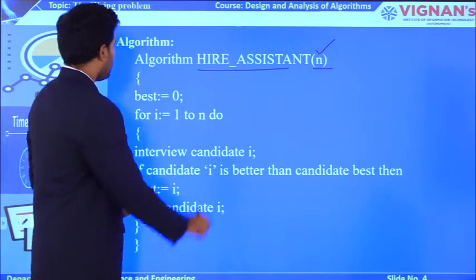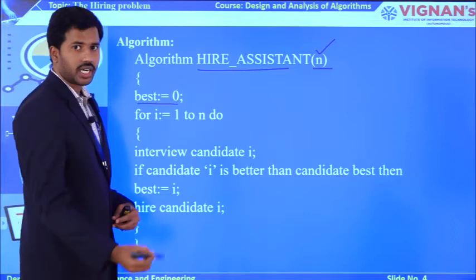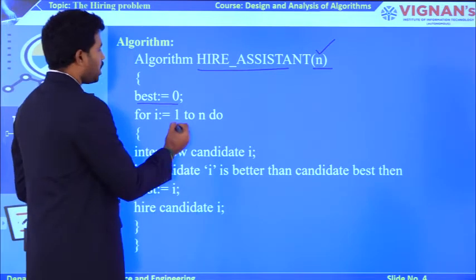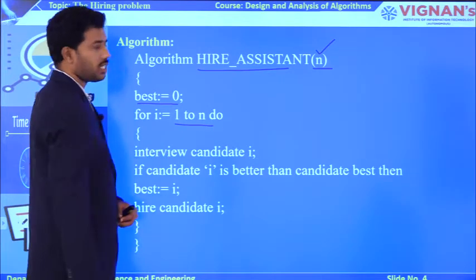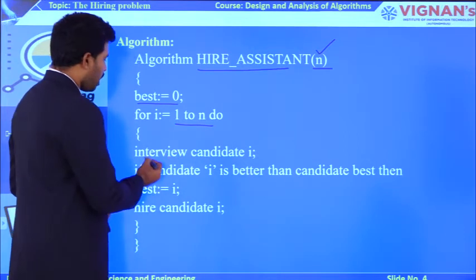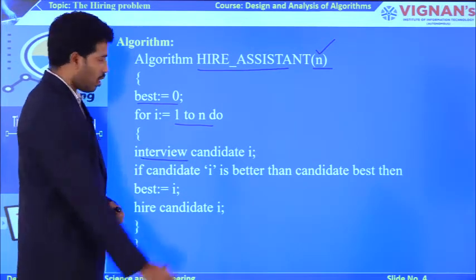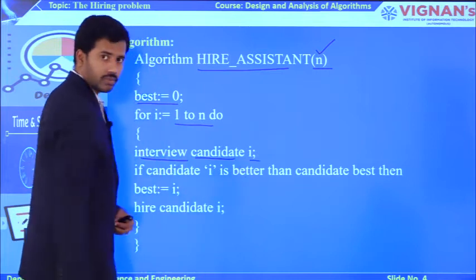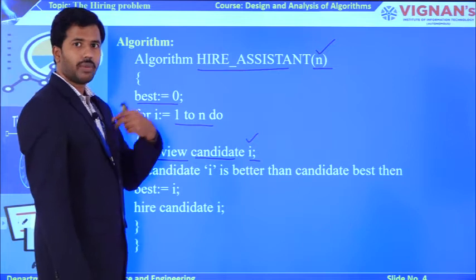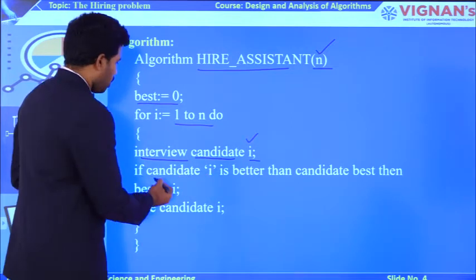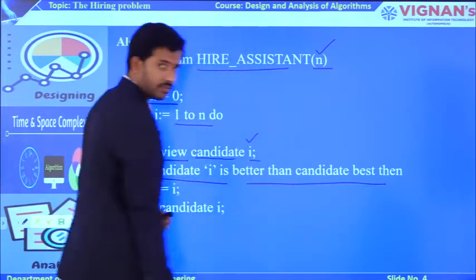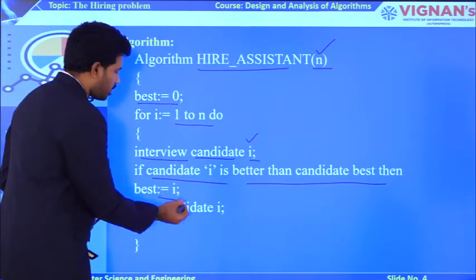Initially my best is 0, because I haven't conducted any interview for the shortlisted candidates. I need to verify the performance of each and every shortlisted candidate given by the employment agency. So I do an interview process for each candidate i, where i represents the current candidate being interviewed. If candidate i is better than the best, then my best becomes i.